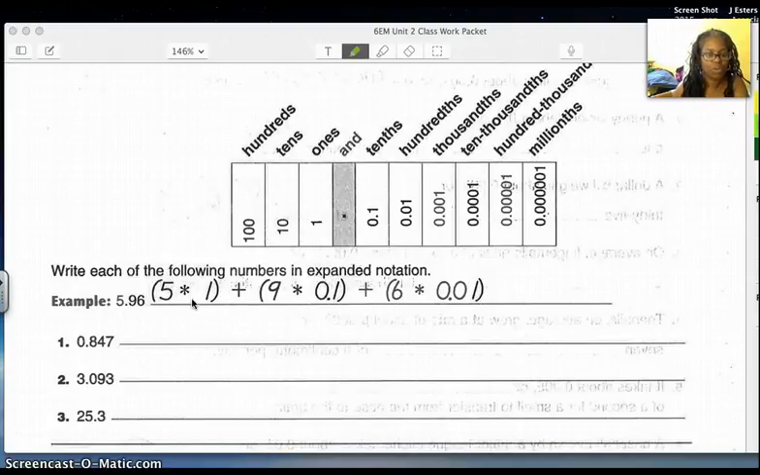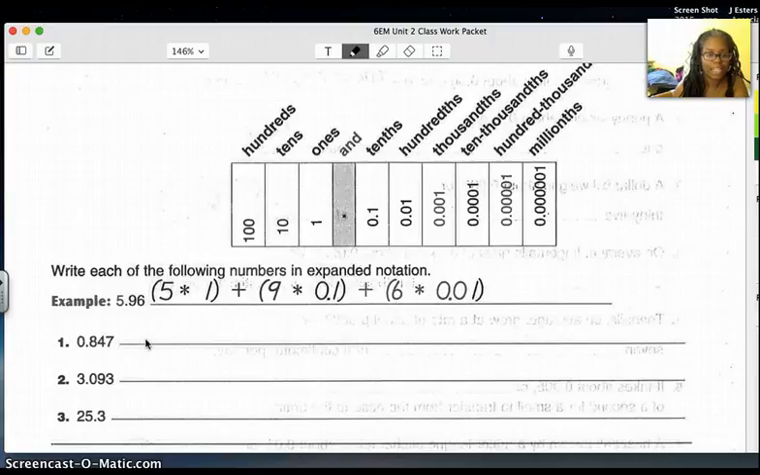Notice that 5 is a whole number. It's in the ones place. I multiply it by 1. Here, 9 is in the tenths place. I multiply it by a tenth. 6 is in the hundredths place. I multiply it by a hundredth. I'm going to do this one with you just so we can make sure that we're on the same page. You can pause me now and see if you get it, and then I'm going to give you some time to work on the rest on your own.